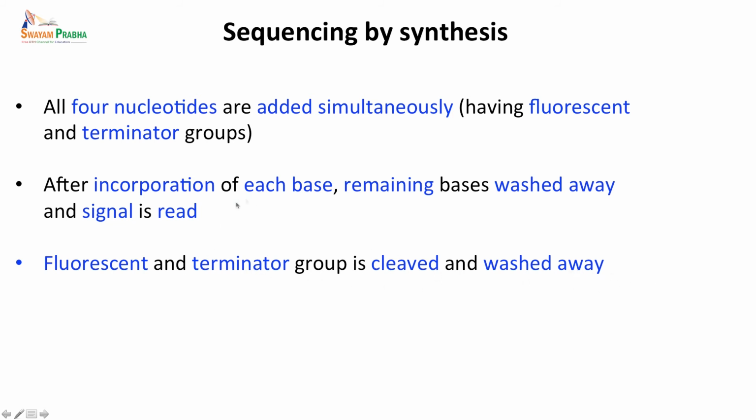If the terminator is released, then the polymerization can go on further, and then again, supposing a second base gets incorporated, that fluorescence will be read. So you have again 4 different fluorescent labels for the 4 bases, and one base at a time the fluorescence is read, and after each base addition the remaining bases are washed away and the signal is read. Then the fluorescent and the terminator group is cleaved and washed away before another incorporation is carried out.